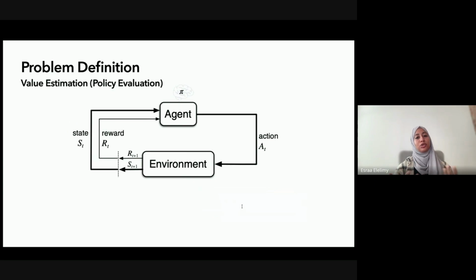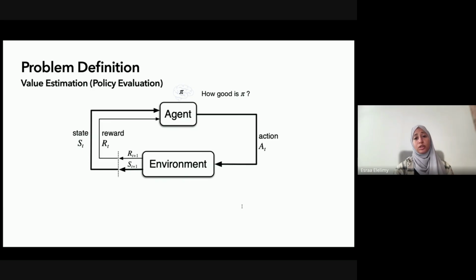And while the agent is trying to find this policy, it usually ends up with some other policy, and it asks the question, how good is my policy? This is an important question, because if you know how good your policy is, you can improve on it in the future, right? And this is basically the question that we're trying to answer here. How can the agent evaluate a policy? This problem is called policy evaluation because you have a policy and you want to know how good it is. And it's also sometimes called value estimation.